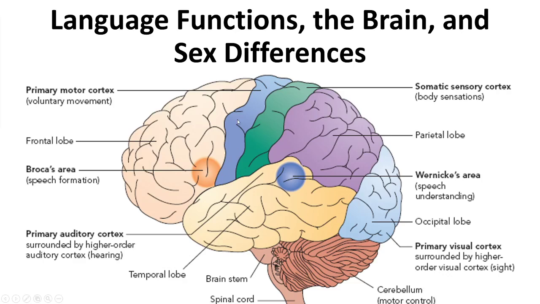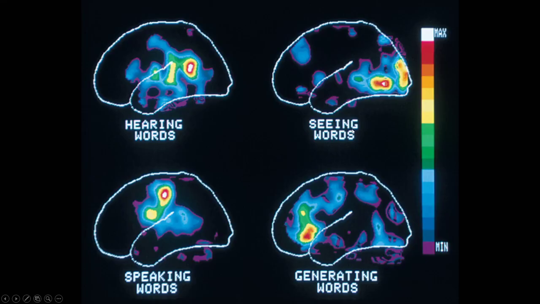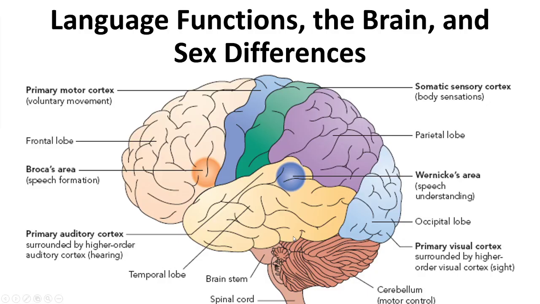So here and up a little way. And seeing words, we're having some activation towards the back in our occipital lobe, towards our visual cortex. And generating words is a little bit more forward. So this is a little bit more than what we talk about here. But this is the idea of generating words is when you are thinking about what you're going to say. And speaking is when you're actually producing those words.